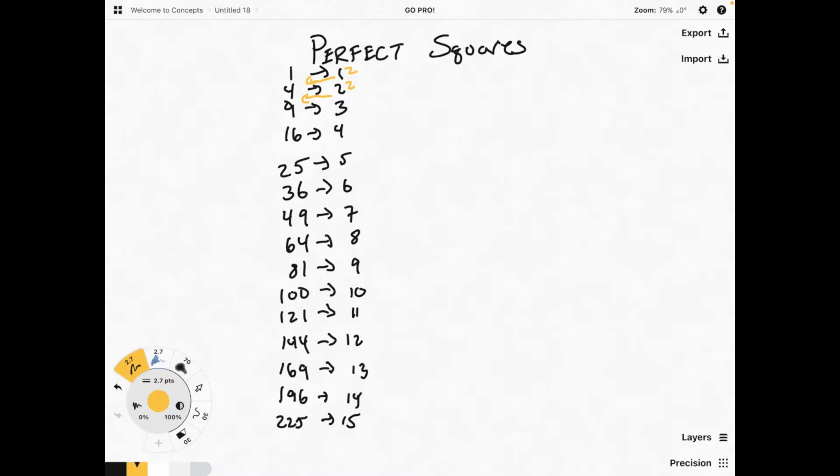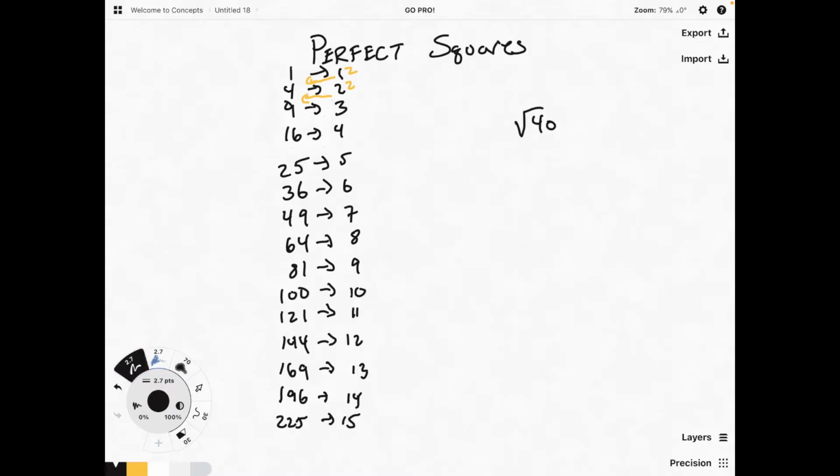1, 4, 9, 16, 25, 36, 49, 64, 81, 100, 121, 144, 169, 196, and 225 are all perfect squares because if you take the square root of each of those, you're going to get 1 through 15. And so I would implore you to try to remember those values, because it's going to be helpful when you are trying to solve for an exact value.